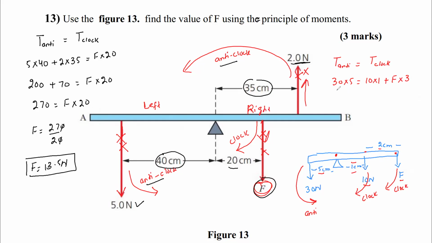So 30 multiplied by 5 is actually 150, and here we have 10 plus the distance, which is 3 times F. Okay, so just rearrange this. So 150 minus 10 is equal to 3 times F. So 140 is equal to 3 times F. So here F is equal to 140 divided by 3. So you can easily find out the value of F.